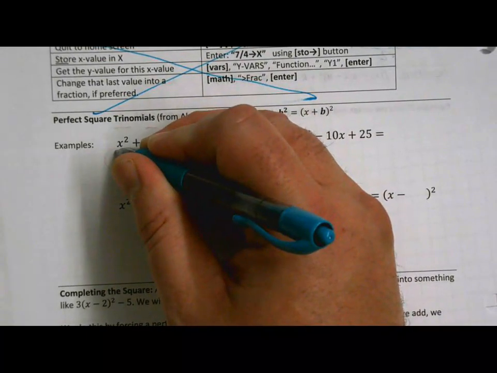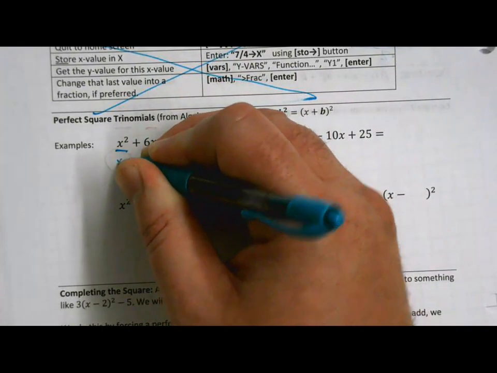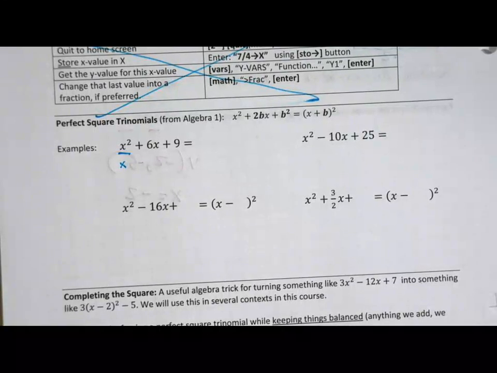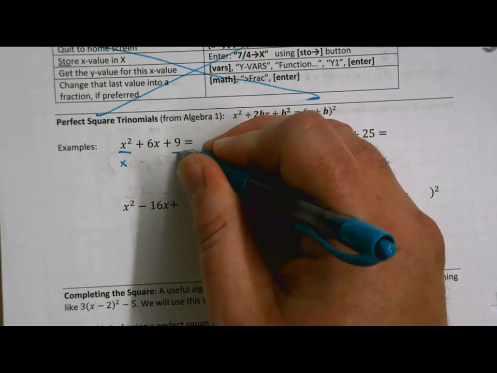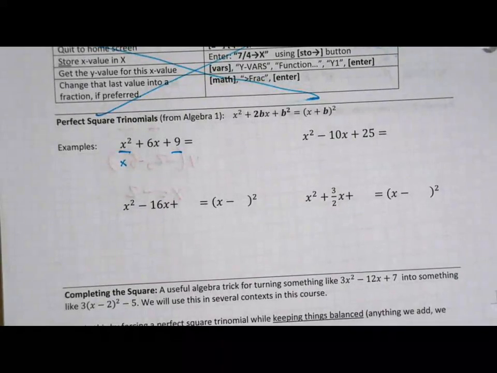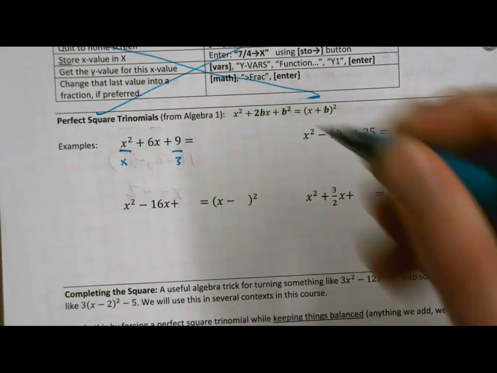When I look at this, if I want to test, I'm first going to look at my first term and ask myself, is that a perfect square? Yes, it is. That's x times x, right? And I like to just write down the thing that's being squared to get it. That's x times x, and I'll look at my last term and ask the same question. Is that a perfect square? What would you multiply by itself to get 9? 3. Yes, that's a perfect square.